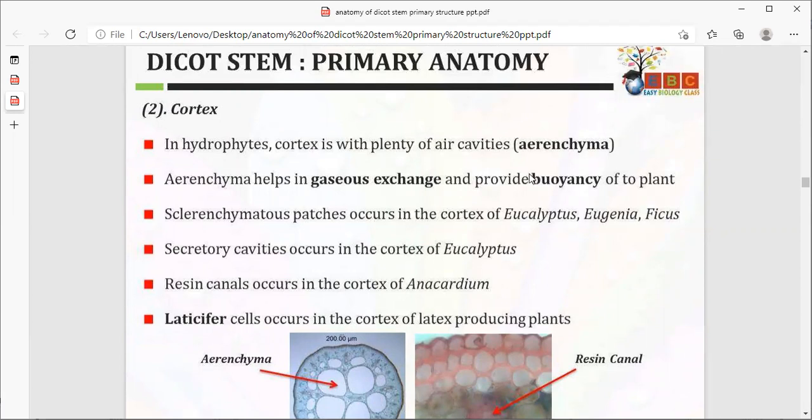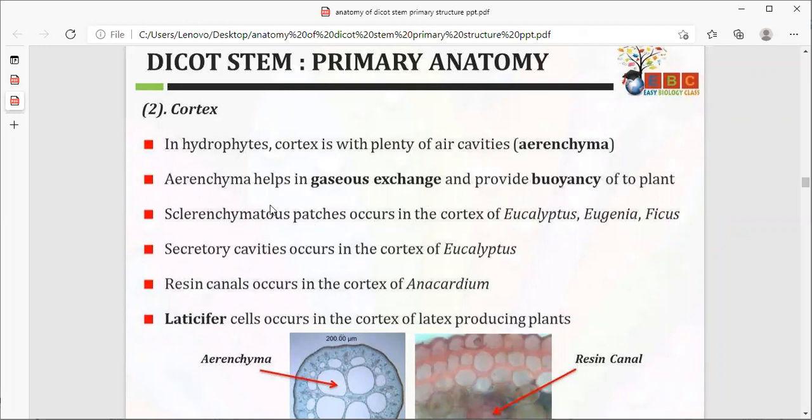So there is a buoyancy created. That is buoyancy, that means the plant floats. So due to these adaptations, this parenchyma helps the exchange of gases, and it also provides buoyancy to the plant.